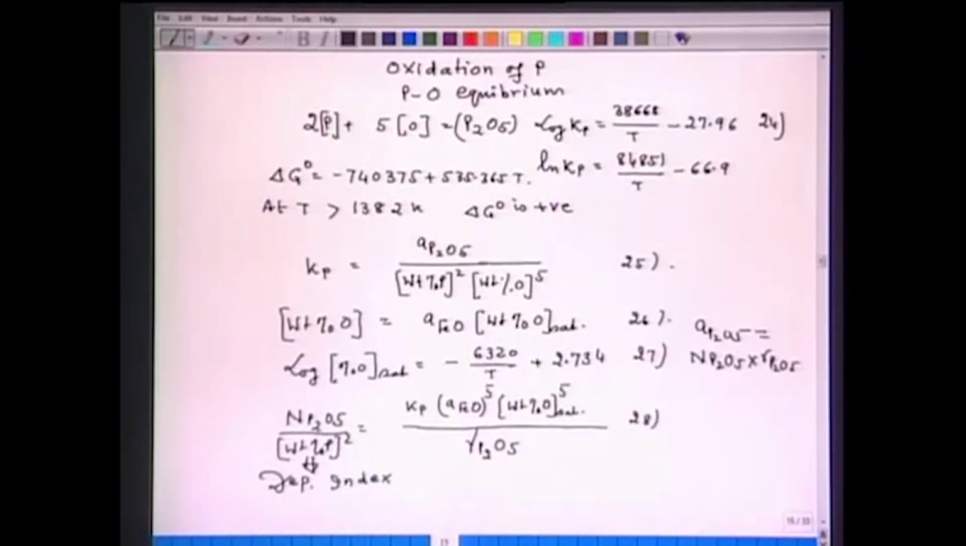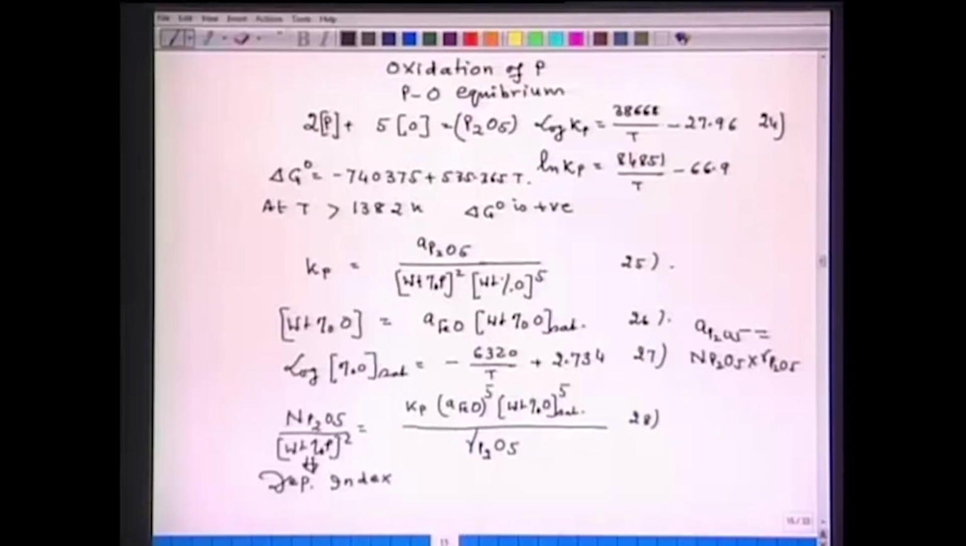What do we want? Higher values of Np2O5 upon weight percent P need a low value of gamma P2O5, because we want to remove phosphorus from the hot metal. If you want to remove phosphorus from the hot metal, then the ratio Np2O5 upon weight percent P must be very large, and in order that this ratio should be large, gamma P2O5 should be very low for a given activity of FeO and given dissolved oxygen content in the bath.